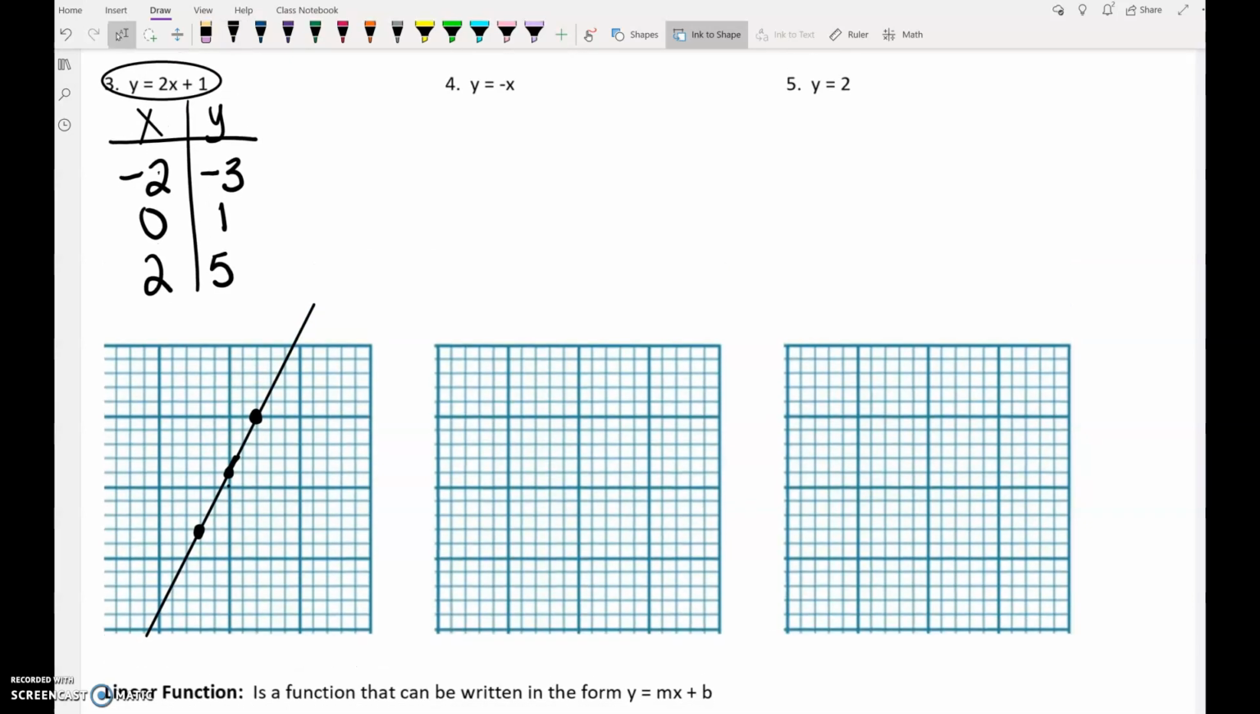Okay, the next graph, y equals -x. Let's pick some x values. Should we do the same ones? -2, 0, and 2? Okay, y equals -x. We are plugging the number in here, so we're taking the number that we chose and basically taking the opposite of it. So the opposite of -2 is 2, the opposite of 0 is 0, and the opposite of 2 is -2.